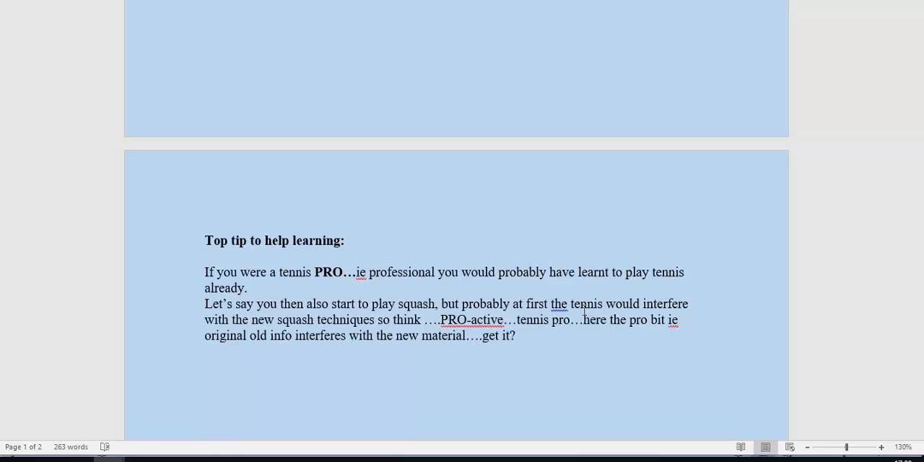Let's say you then start to learn something new that's similar, like squash. Most likely at first the tennis is probably going to interfere with your new squash techniques. So think of it like that. Pro means whatever you're good at first is going to interfere with the new learning. So proactive interference is where your original, old learning, your tennis pro learning, is going to interfere with whatever you're learning next. So that should help you.